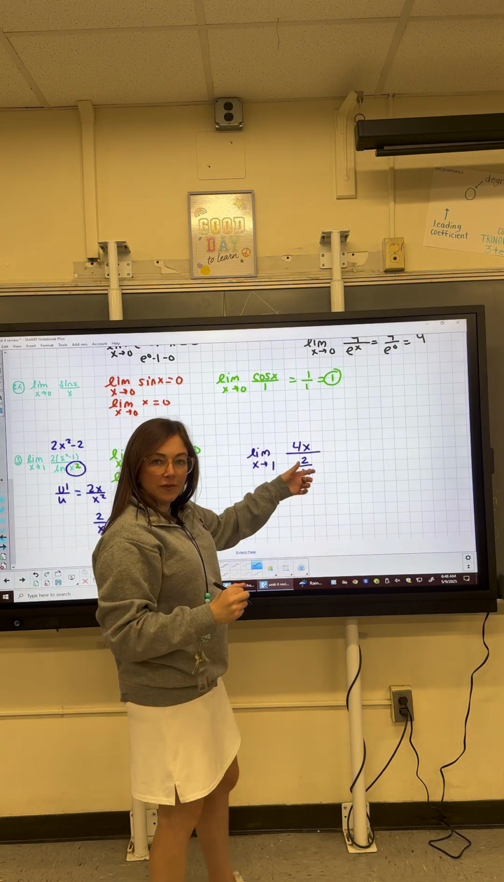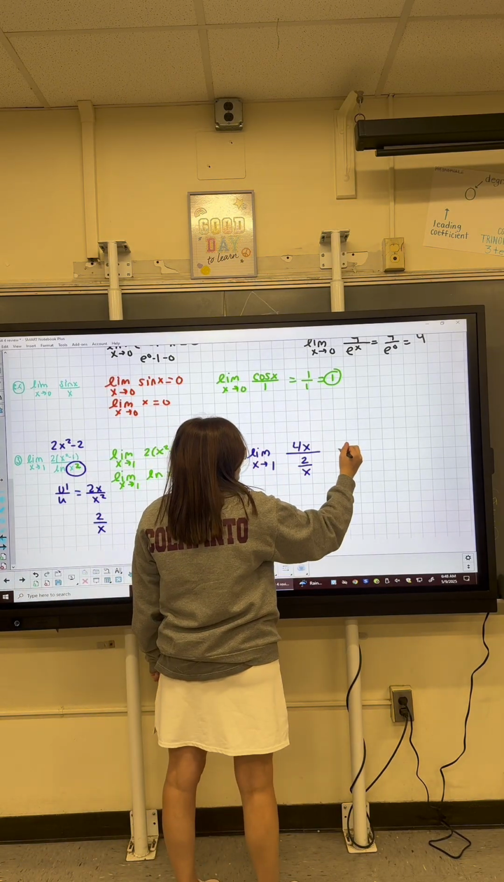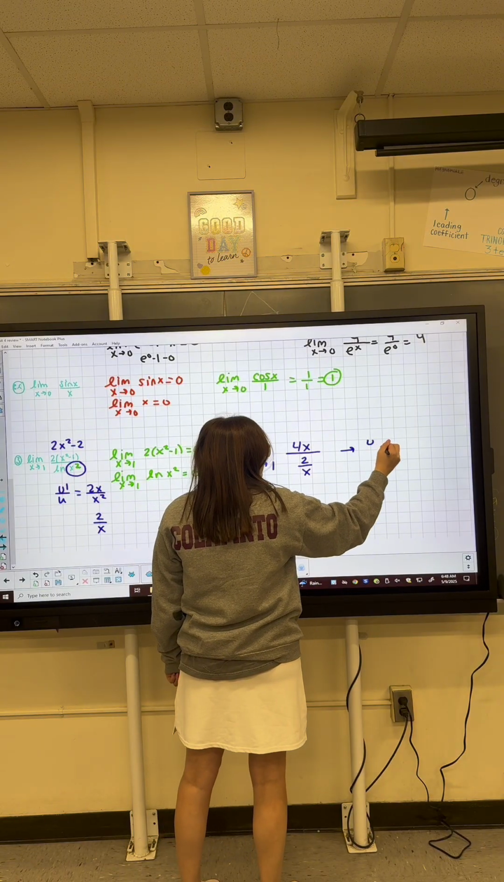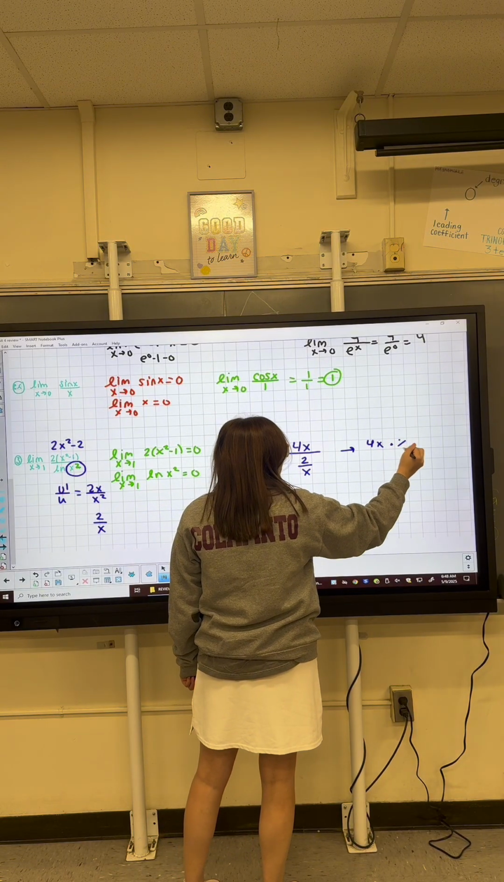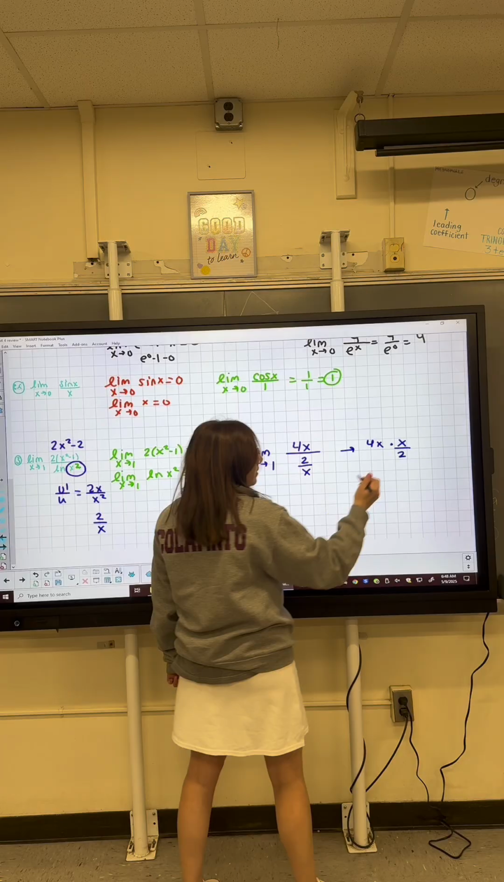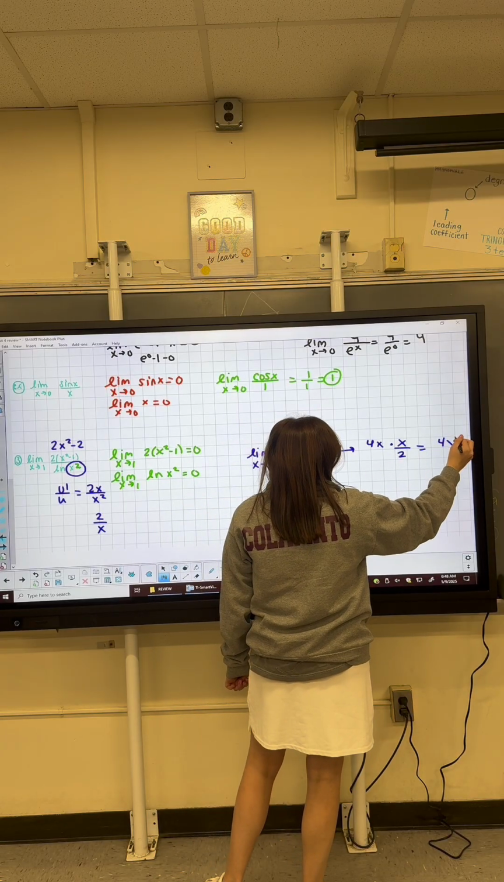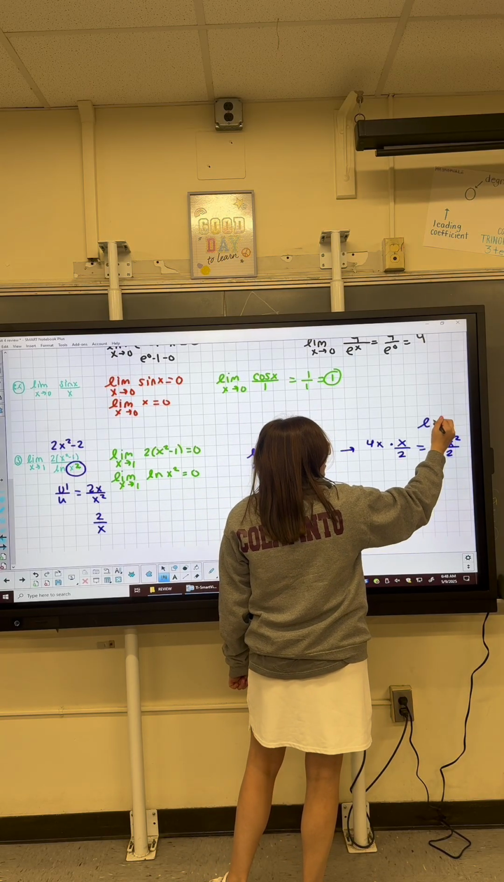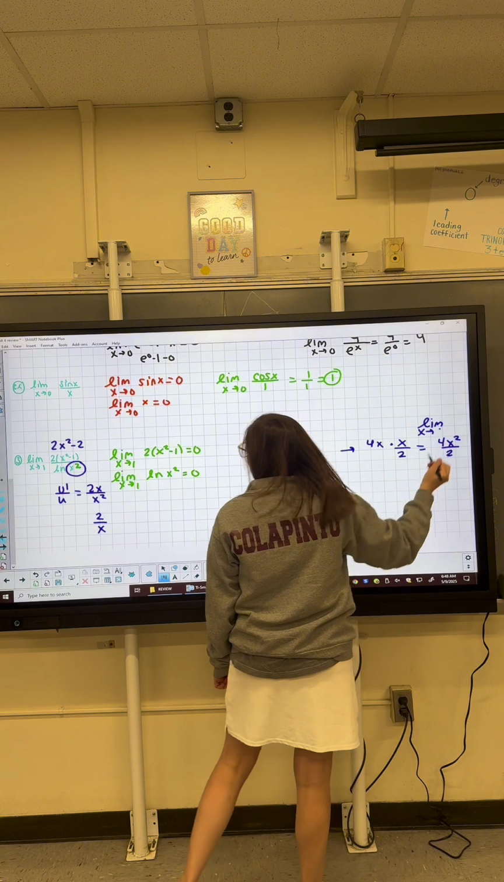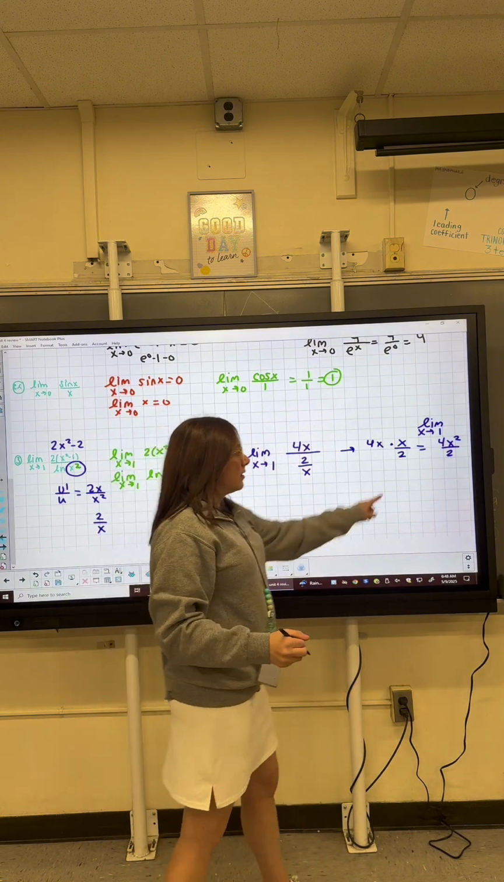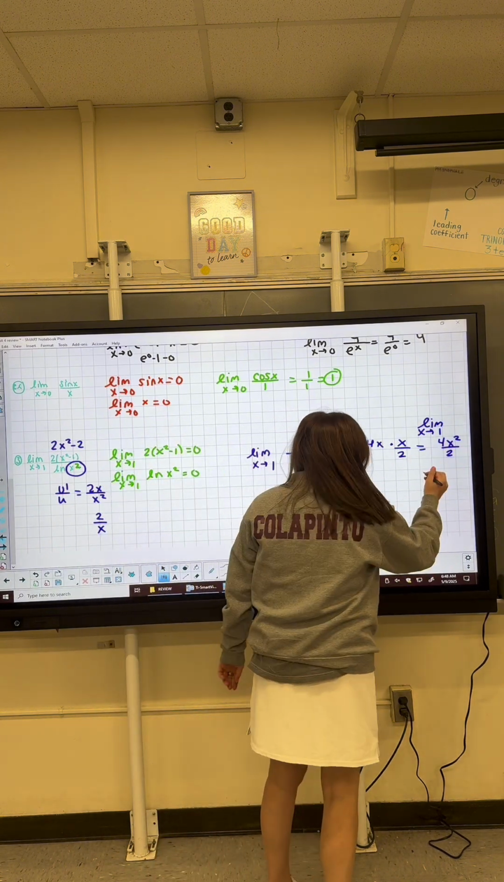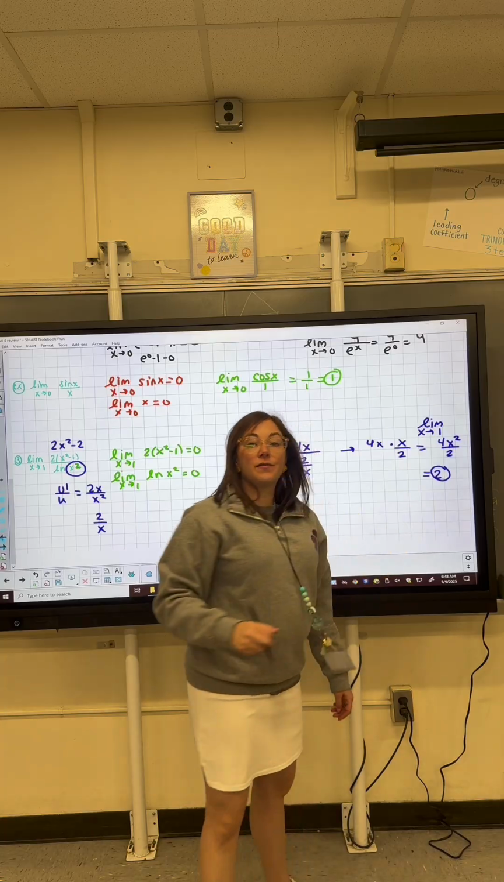Well, let's flip this, okay? And then this is going to be 4x times x over 2. So that becomes 4x squared over 2, and we're going to take the limit of that as x approaches 1. We'll just plug in 1. You're going to get 2. And that is Unit 4 in a nutshell.